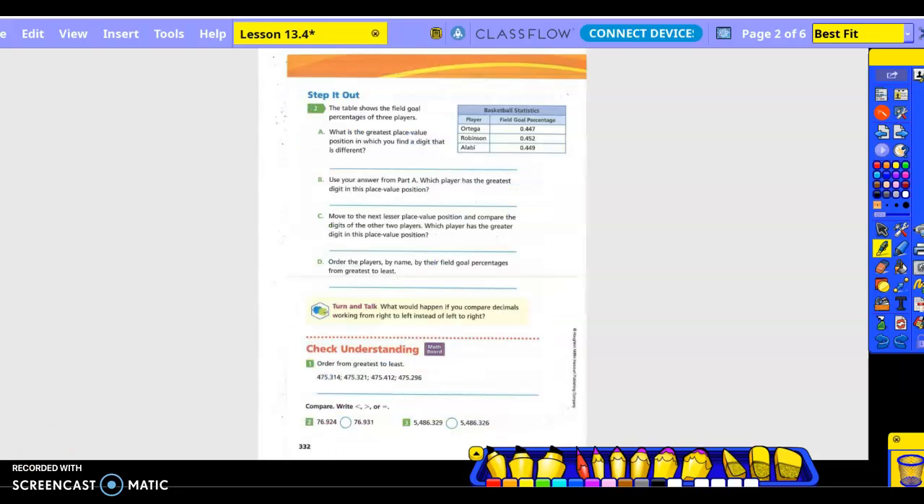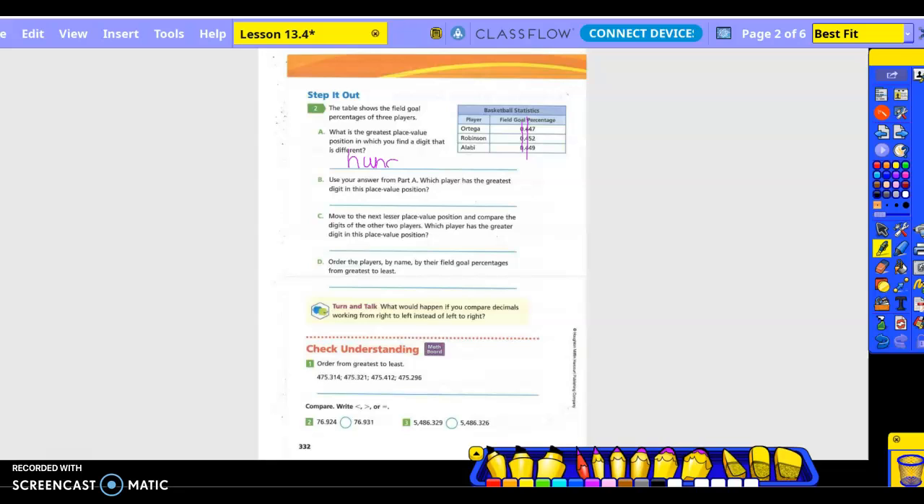Step it out. The table shows the field goal percentages of 3 players. What is the greatest place value position in which you find a digit that is different? So we start at the 1s, right? Are they the same? Yeah. So we're not looking at the 1s. What about the 10s? Yep, they all have what in them? 4. Okay. Now the hundreds. 1 has a 4, 1 has a 5, and 1 has a 4. So are those all the same? No. So that place value is where they're different.